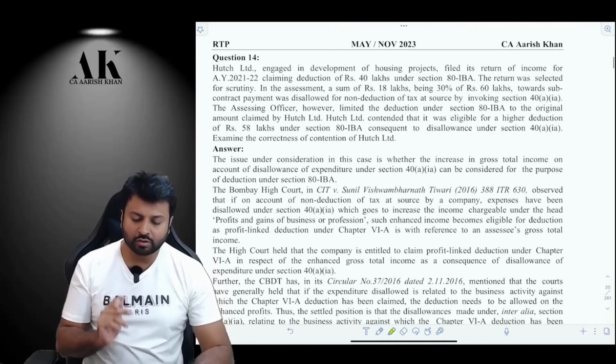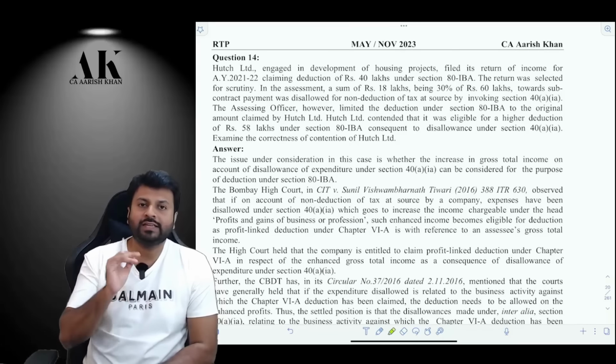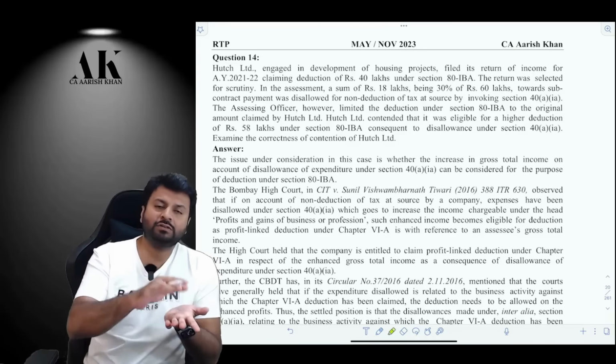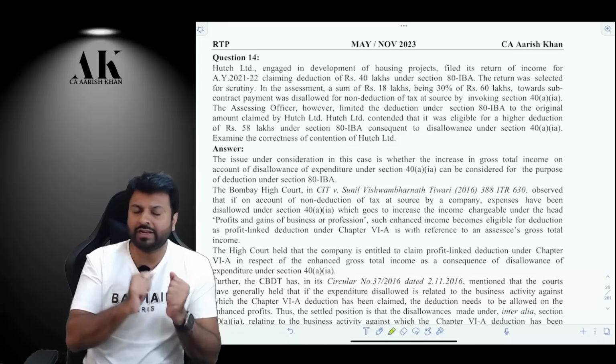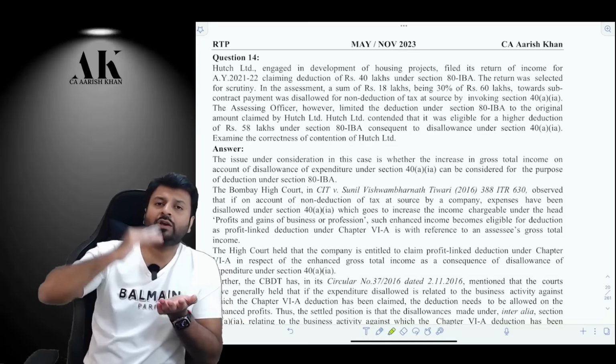Okay, next question. Question number 14 is based on a case law of Bombay High Court of 2016, which says that there was an assessee who was claiming deduction under ATIA, and suppose the deduction under ATIA was 50 lakh rupees. Okay, the gross total income was 50 lakhs and the deduction under ATIA was also 50 lakhs. Now suppose AO disallowed certain expenses and made it 70 lakhs. So suppose the AO added 20 lakh rupees.